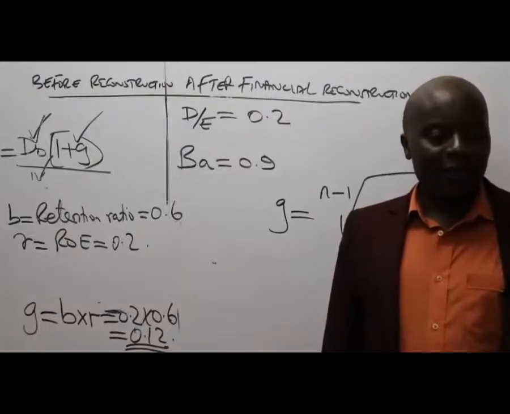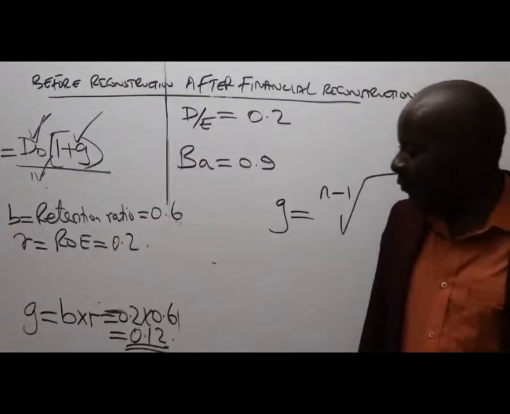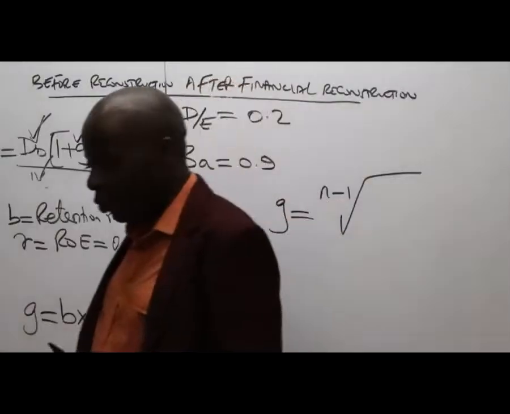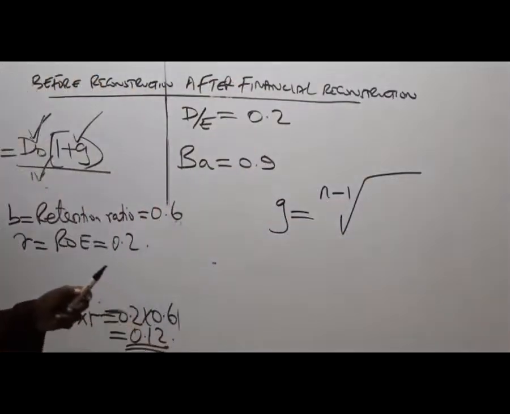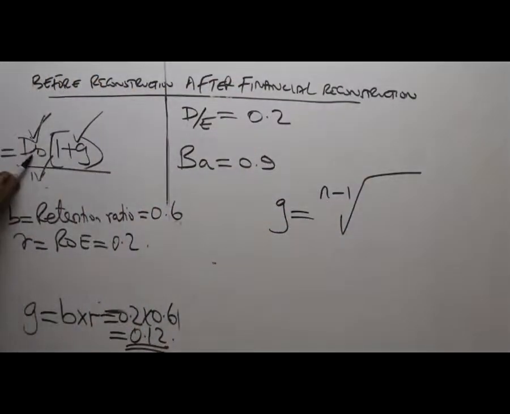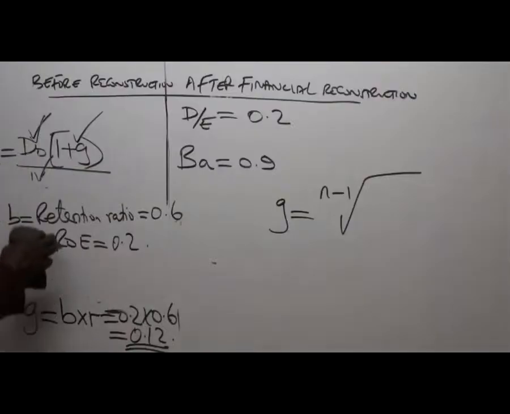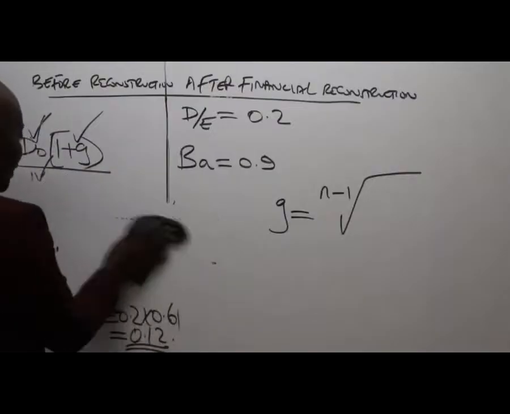Great. Thank you. Now, after that, there is only one component that I'm left with. Which component is that? The D0, the current dividend per share. Please go ahead and give me the current dividend per share.